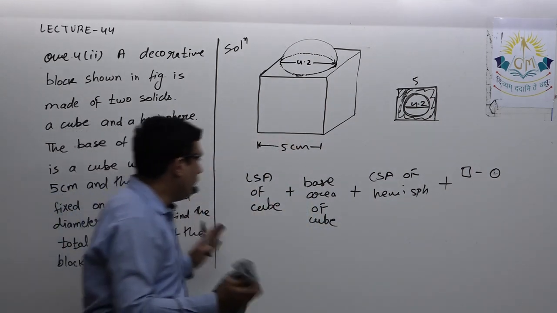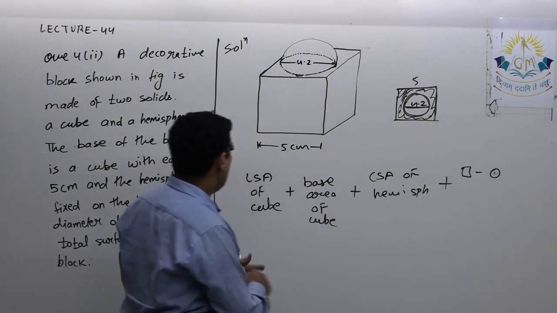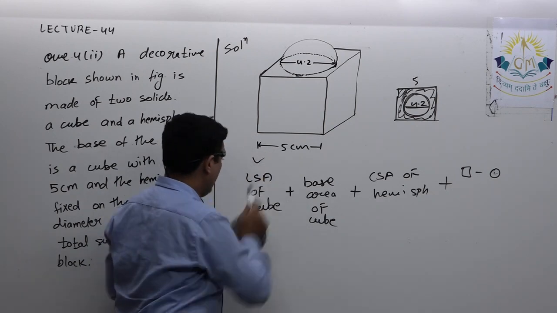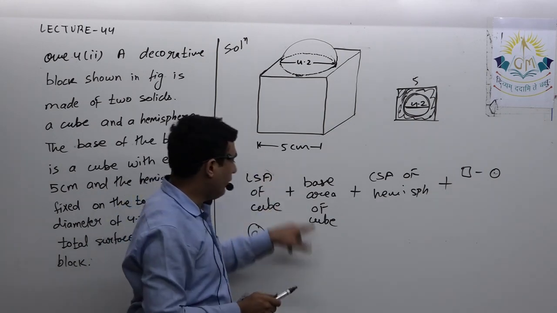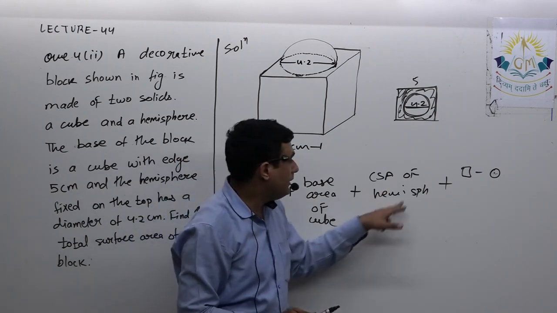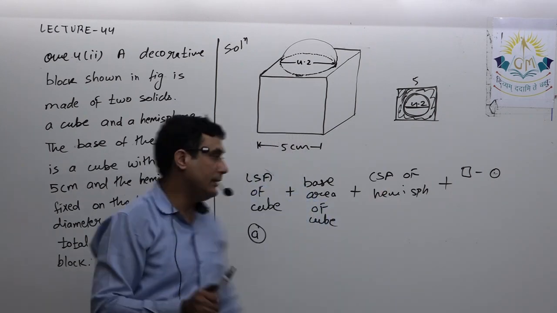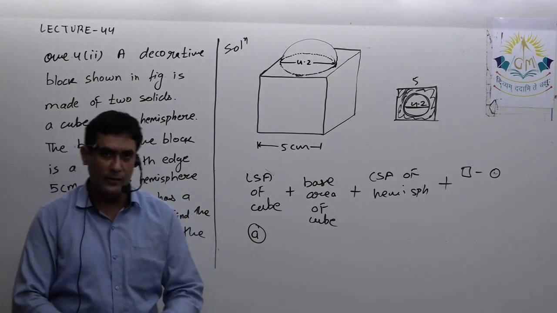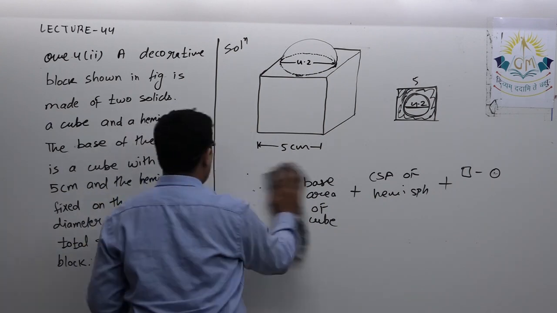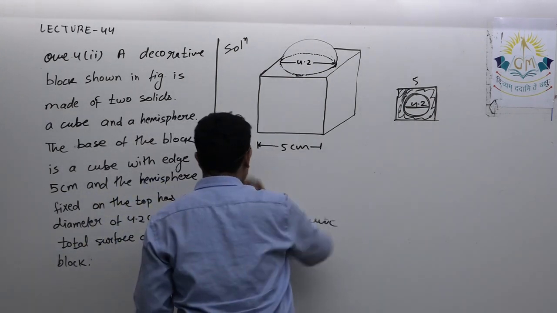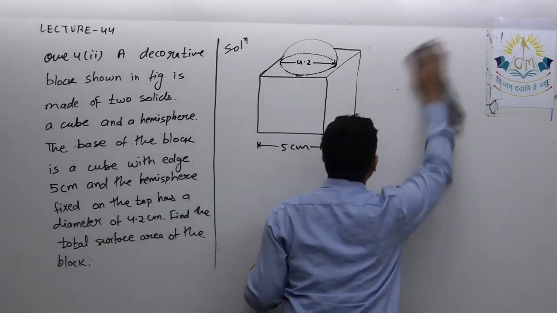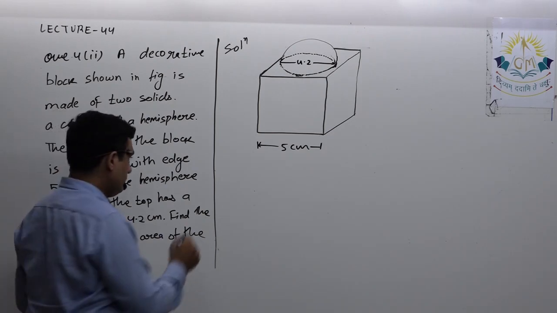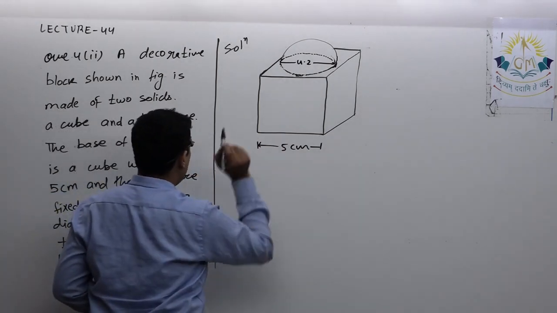Now before I put the formulas, to get the LSA of cube, what I need is its edge, which is given directly, 5 centimeter. Base area of cube, again I need A, it is given. CSA of hemisphere, for this I need its radius, but radius is not given, diameter is given. So diameter is given, it means radius is given, because radius is half of the diameter. So first we write the dimensions of the two solids involved in the question, and then we'll write the formula to get the required area.